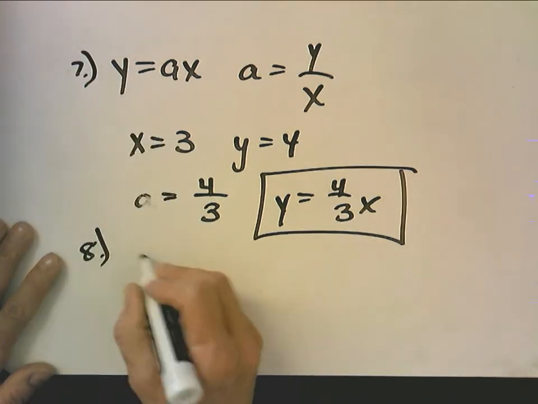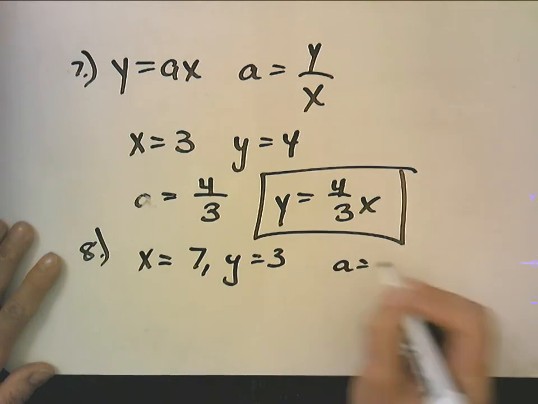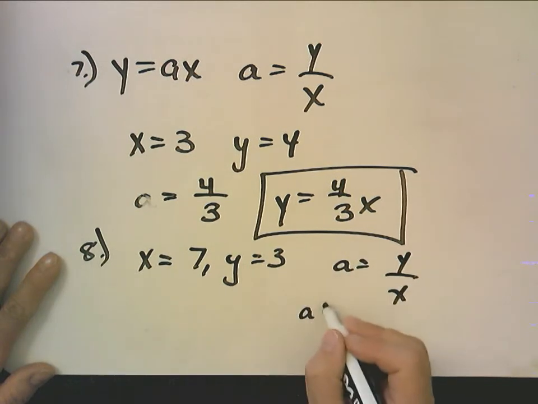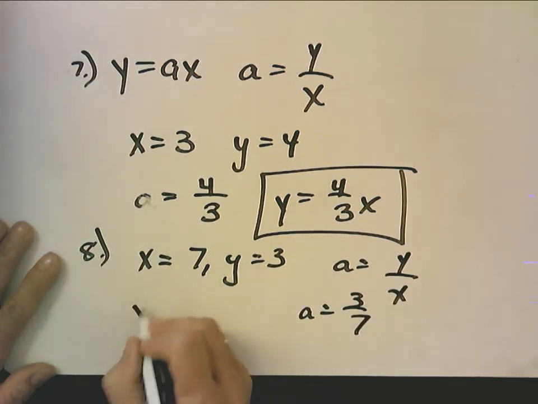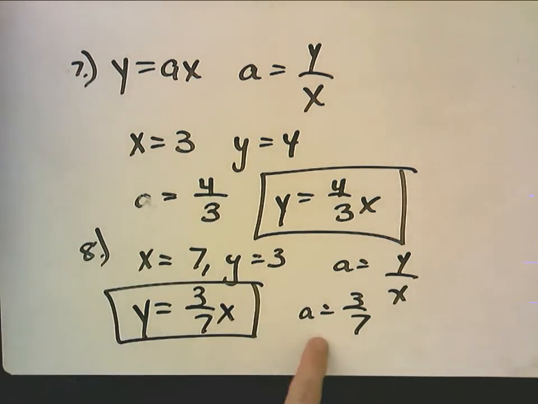Number 8, x equals 7, y equals 3. A equals y over x, so a equals 3 over 7, but I have to write y equals 3/7 x. Again, if you stop here, you're wrong.